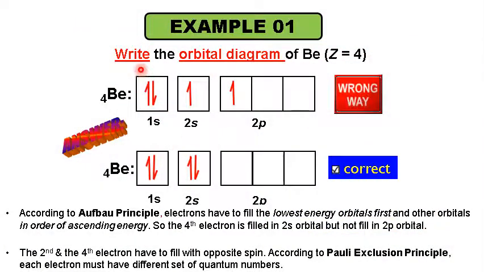Example: write the orbital diagram for beryllium, which has 4 electrons. So 1s2, 2s2. This electron has to fill the 2s orbital first, not here. According to the Aufbau principle, electrons fill the lowest energy orbital first and other orbitals in order of ascending energy. So the 4th electron is filled in the 2s orbital but not in the 2p orbital. The 3rd and the 4th electrons have to fill with opposite spins. This one is according to the Pauli exclusion principle: each electron must have a different set of quantum numbers.